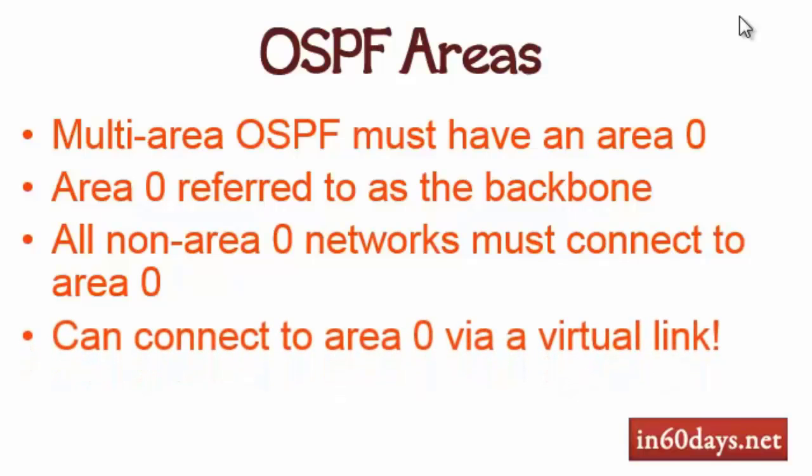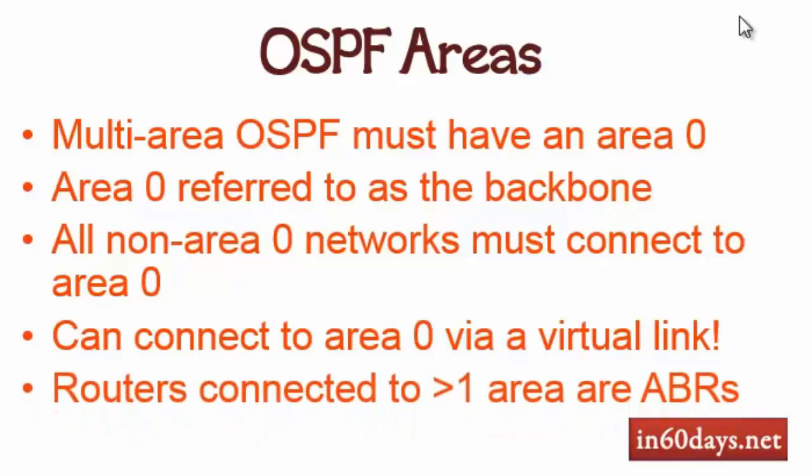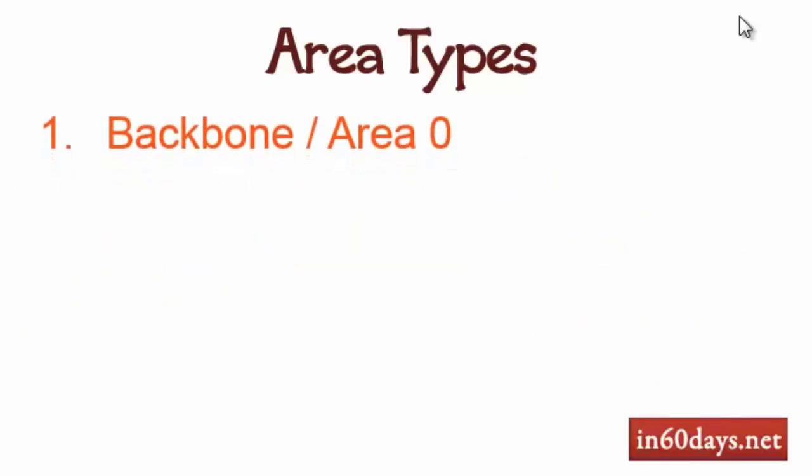Now, the way around it, if you don't want to connect an area to area 0 but you still want it to be part of the OSPF network, is to use a virtual link. But the configuration for that and more theory is beyond what we need to know. Any router that's connected to more than one area is considered an area border router. So it's well worth remembering that term.